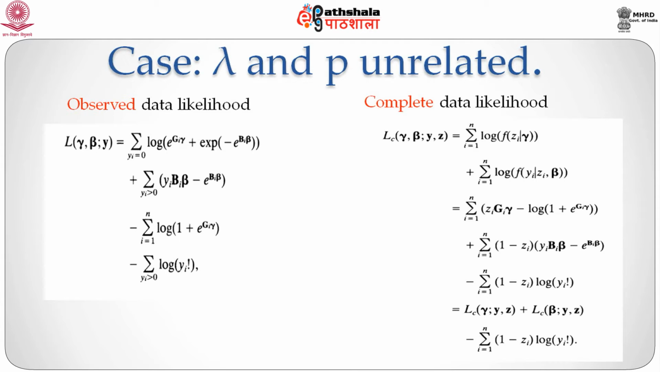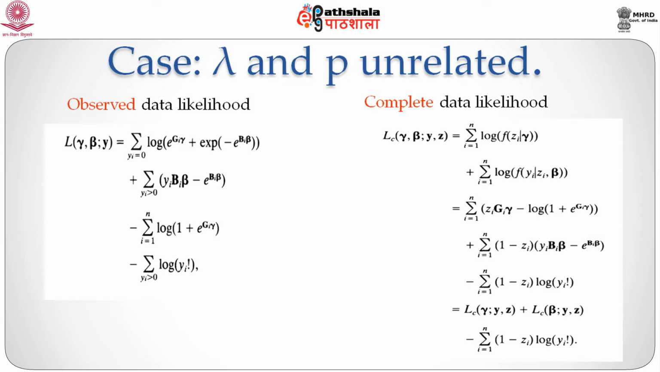First, let us look at the case when lambda and P are not related, that is, not functionally related. The observed data likelihood is as given in the left panel on this slide. The sum of exponentials in the first term makes direct maximization of this expression difficult.